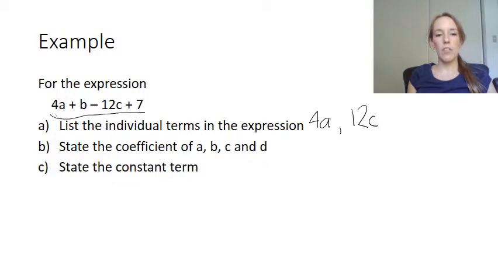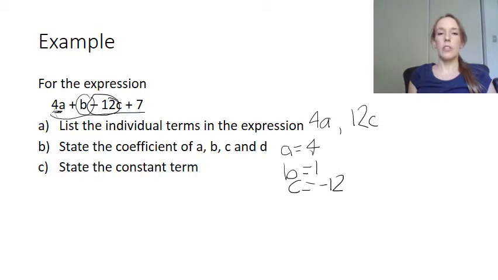So state the coefficient of a, b, c, and d. So the coefficient of a is 4. If you can see there, here we've got 4 multiplied by a. Our coefficient of b, so you can see there's actually no number in front of b, so we know it must be 1. Our coefficient of c, now don't get tricked, it's 12, but remember if it's a subtraction in front, it's going to be negative. It's going to be negative 12 there for c.